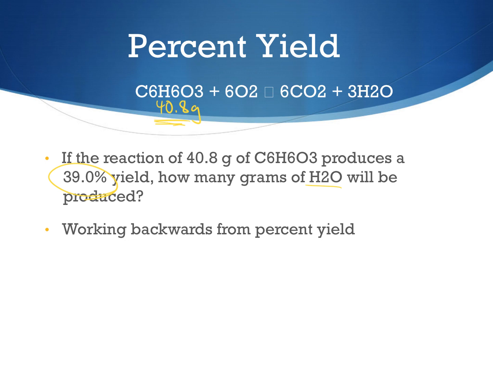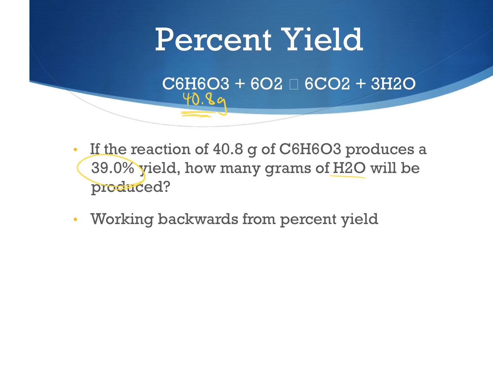So that means we only produced 39% of the H2O that we thought we were supposed to. Right? We only produced 39% of the water that we were supposed to produce. And so it says how many grams of water will be produced. What does that mean our overall goal is to solve for here? The actual yield, exactly, right? We want to find out how many grams of water did we actually produce. So our goal is to find the actual yield.